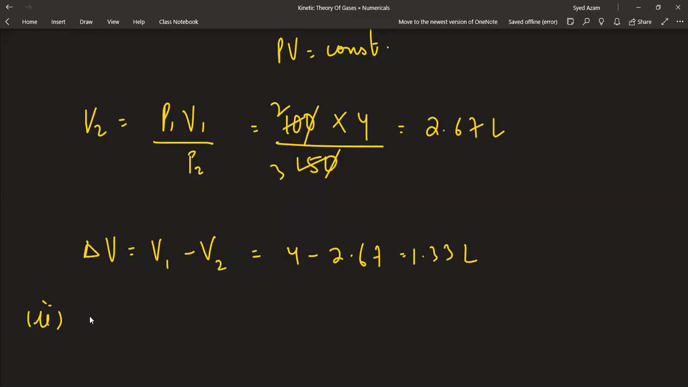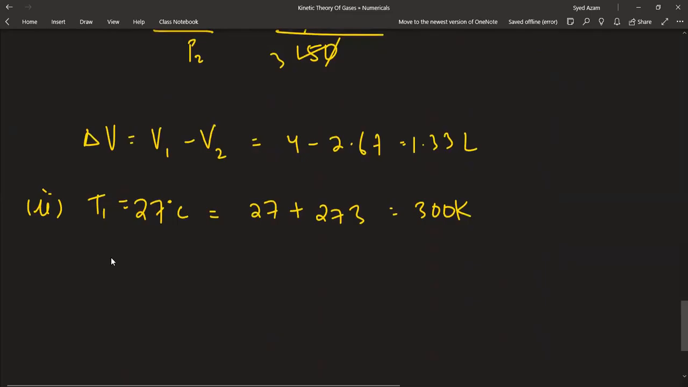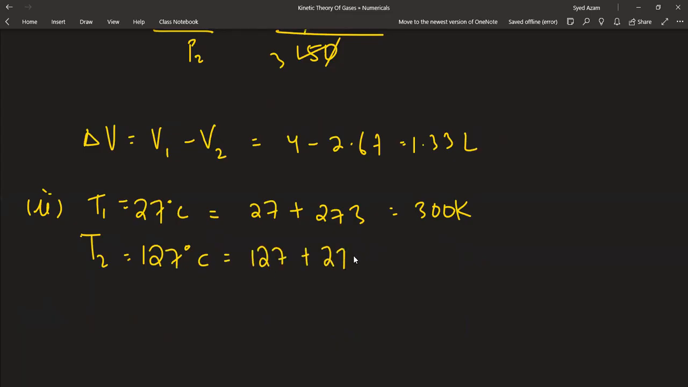Now, in the second part, we have the new temperature. See, earlier temperature was 27 degrees Celsius. Now we need to convert it, because there is no change taken. So 27 plus 273 will become 300 Kelvin. And the new temperature is 127. So T2 will be 127 plus 273, that is 400 Kelvin.